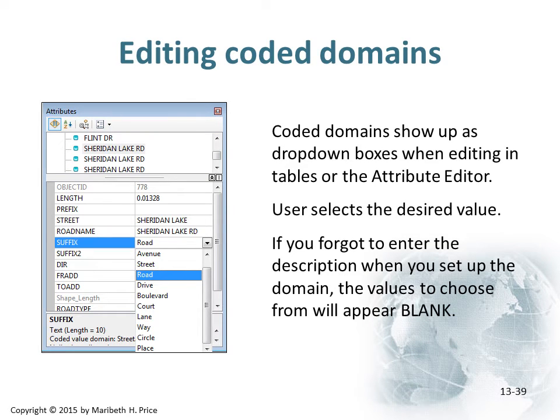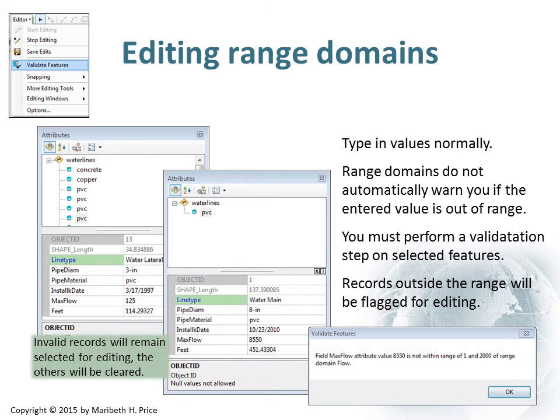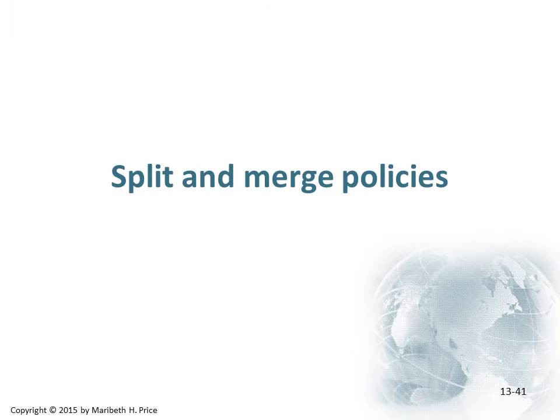So again, how do we edit them? Well, coded domains show up in the drop-down boxes when editing in table or in the attribute editor. User selects the desired values. If you forgot to enter the description when you set up the domain, the values will appear blank on the form. Type in values normally. Range domains do not automatically warn you. Like I said, if it's wrong, it won't show up until you do the validation steps, and then it flags the ones that need more editing.